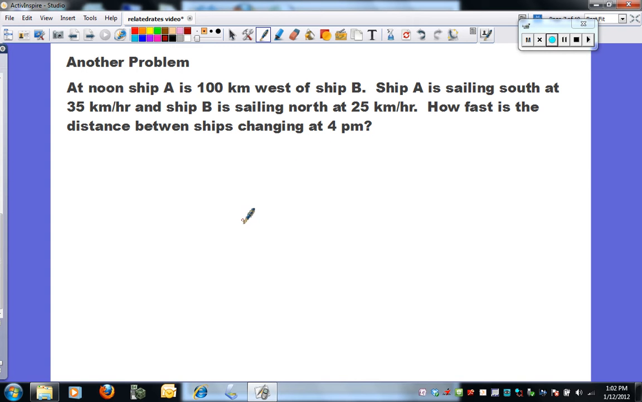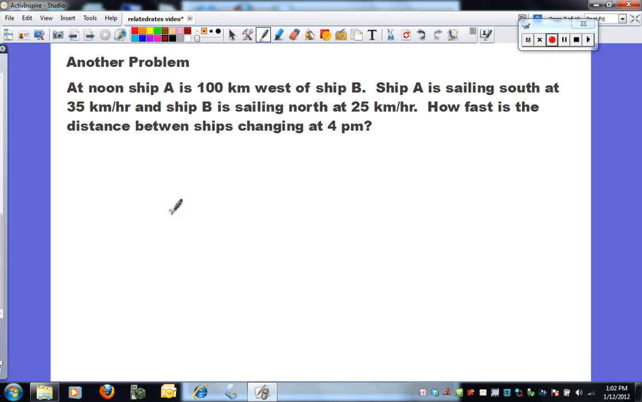At noon, Ship A is 100 kilometers west of Ship B. Ship A is sailing south at 35 kilometers per hour, and Ship B is sailing north at 25 kilometers per hour. We need to find out how fast is the distance between ships changing at 4 p.m. So again, at noon, Ship A is 100 kilometers west of Ship B. Ship A is sailing south at 35 kilometers per hour, and Ship B is sailing north at 25 kilometers per hour. How fast is the distance between ships changing at 4 p.m.?